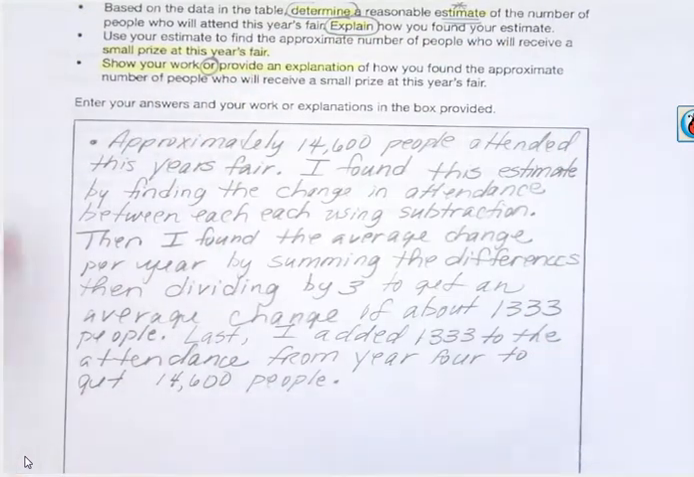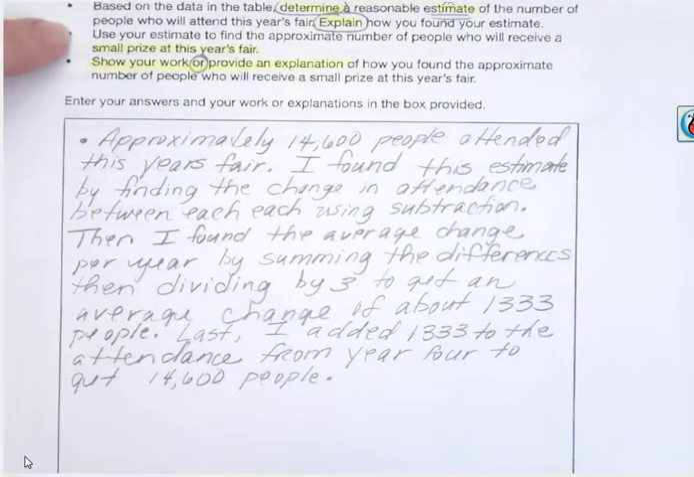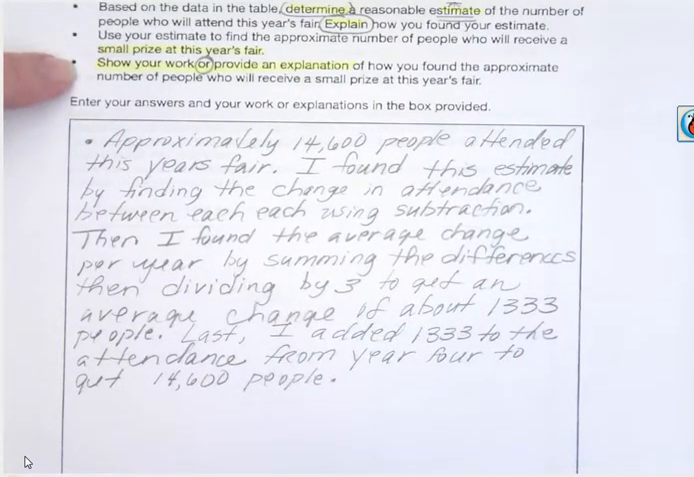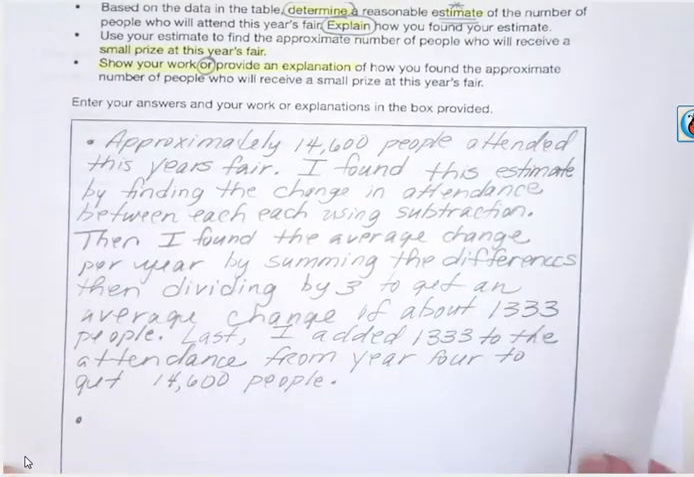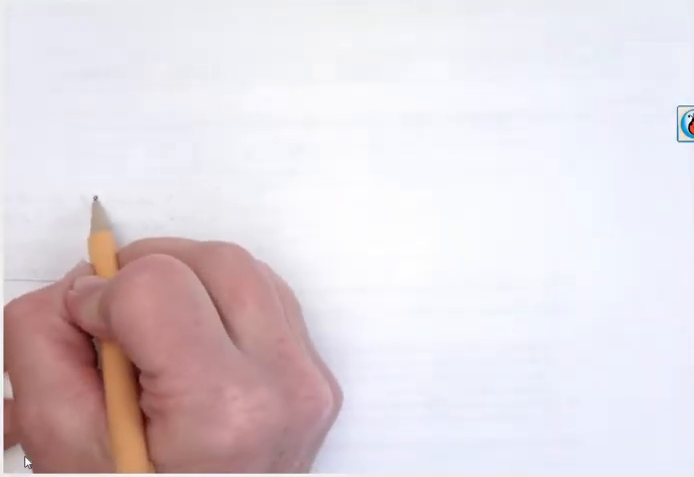So basically, they want me to determine who's going to get a small prize. That's what they're looking for in bullet 2. And in bullet 3, they're asking me to show my work to find that. So I'm just going to skip bullet 2, flip, because I need to have more room, which you'll have plenty of when you're typing. When you handwrite these things, it takes up more space.